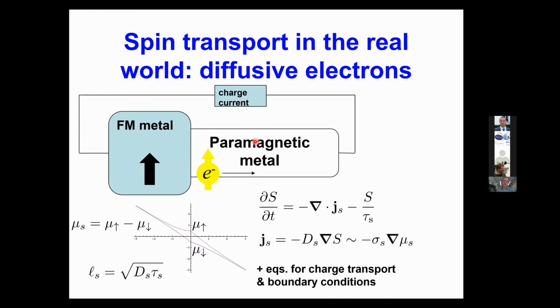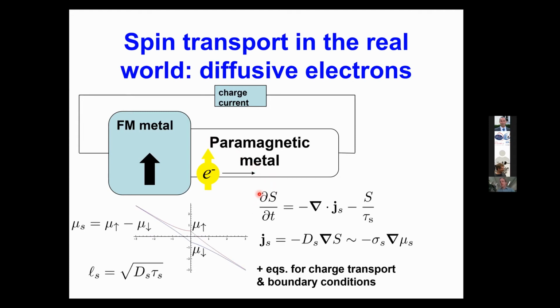So in this setup, I've now removed one of the leads. You can imagine that the ferromagnetic metal now takes the role of the lead. It's interfaced with a paramagnetic metal. And then if you drive a charge current through the system, the asymmetry between up and down conductivities, where up and down refers to the direction of magnetization in a ferromagnetic metal, actually injects a non-equilibrium spin current, a non-equilibrium spin accumulation in the paramagnetic metal.